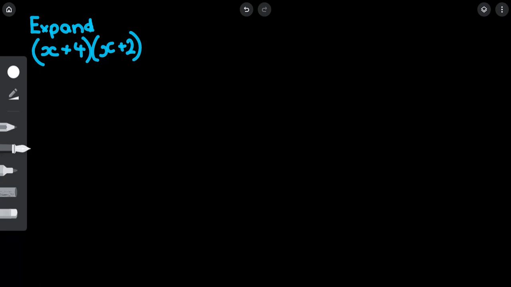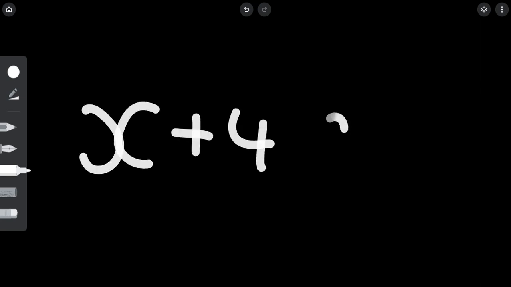So we're going to be expanding x plus 4 and x plus 2. So the first thing we're going to do is rewrite the question. So I'm going to write x plus 4, x plus 2.